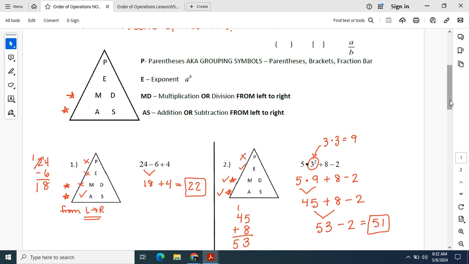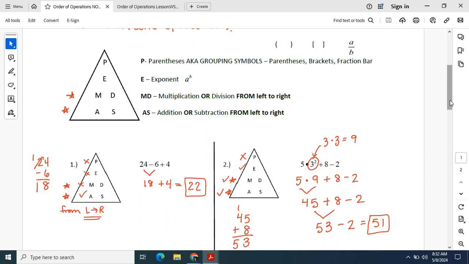So P stands for parentheses, but that also means grouping symbols. What are grouping symbols? Parentheses, brackets, and fraction bar. And we're going to do an example involving a fraction bar. But brackets are similar to parentheses. You'll see brackets if there's already parentheses in the problem and there needs to be another. Step 2. So first you always look for parentheses or grouping symbol.